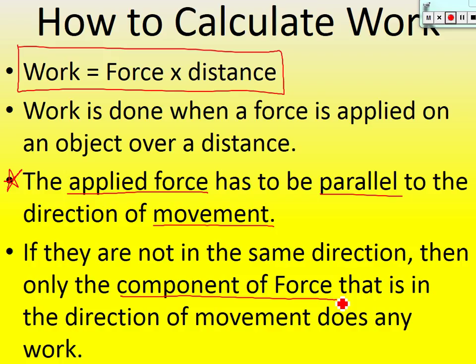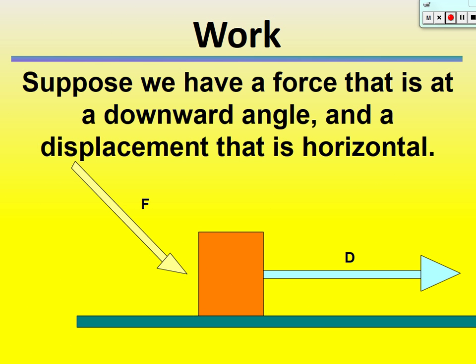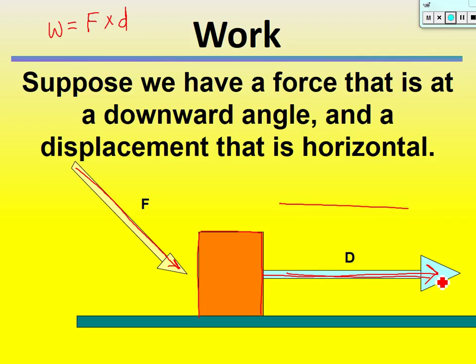Let me see if I can explain that with some pictures here. Suppose we have a force that is at a downward angle on this box. We're going to put a force on this box right here, but my force is at this downward angle. Notice that the box is on the ground, so the box is going to move in this direction. When we calculate work, work is equal to a force times a distance. But remember, the force has to be parallel to the direction of movement, so the force that we're looking for has to be parallel to the direction it moves.